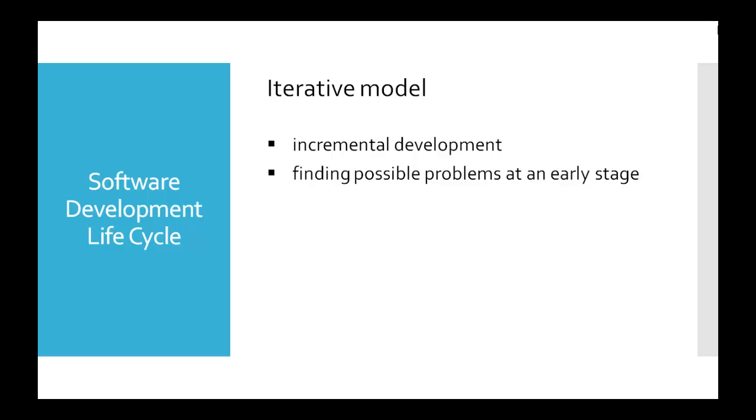Finding issues at an early stage of development enables taking corrective measures on a limited budget. Some other advantages of this model are the following. With every increment, an operational product is delivered. This means that working functionalities can be developed quickly and early in the life cycle. Parallel development can be planned. Progress can be easily measured.